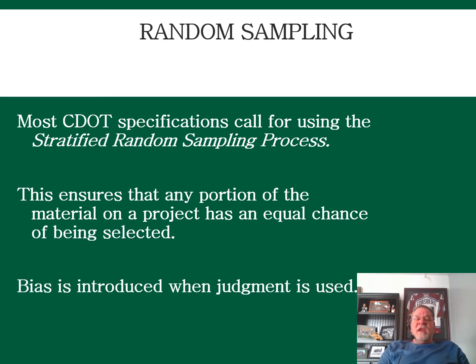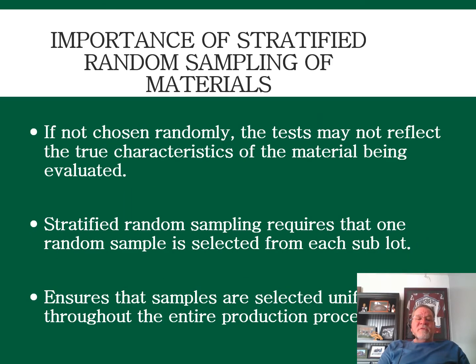Most CDOT specifications call for using a stratified random sampling process. It ensures that any portion of the material being taken will represent the entire lot. There is bias introduced when there is judgment, when somebody goes out and just picks a spot based on look, feel, or smell. They have to be randomly chosen so that there is no bias. The importance of stratified sampling of the materials is that if it is not chosen randomly, the test may not reflect the characteristics of the product, as we spoke about earlier.